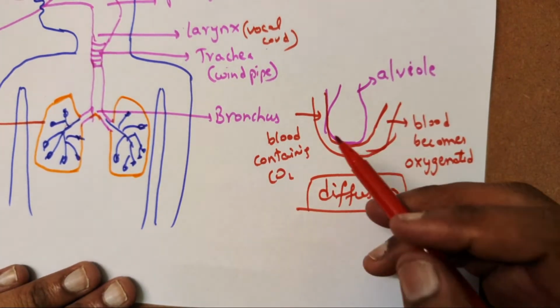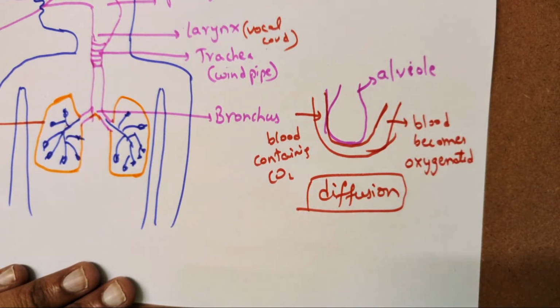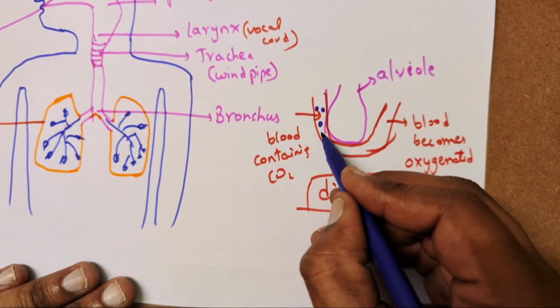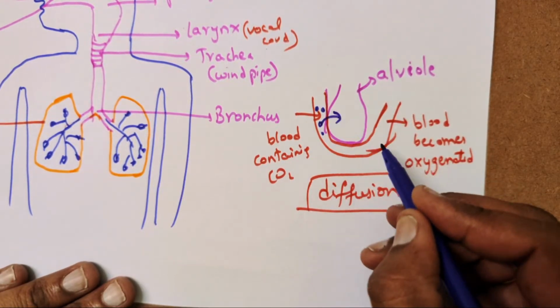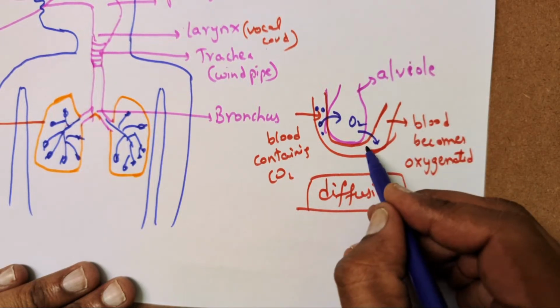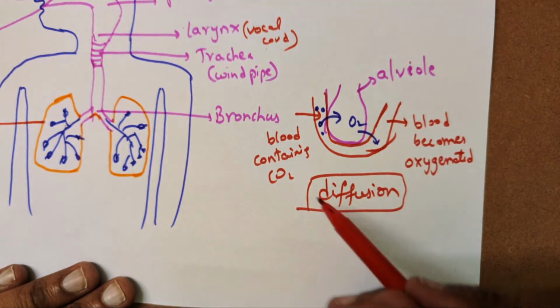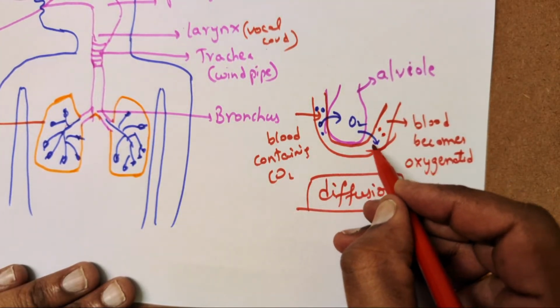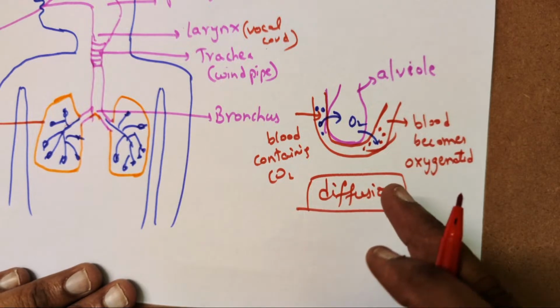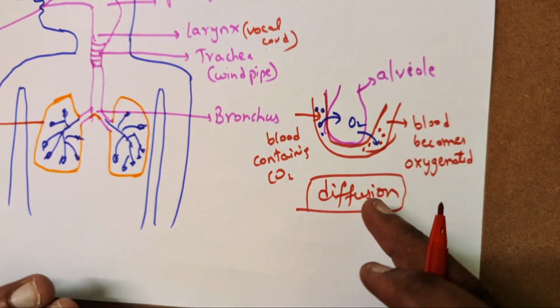So how is the diffusion happening? Let me use colors differently. The carbon dioxide that is present in the blood will move inside the alveoli, and the oxygen that is present inside the alveoli will be sent out to the blood. Now the blue color, that is carbon dioxide, will become oxygenated blood. It's happening through diffusion, and the carbon dioxide is soluble in water and soluble in blood.